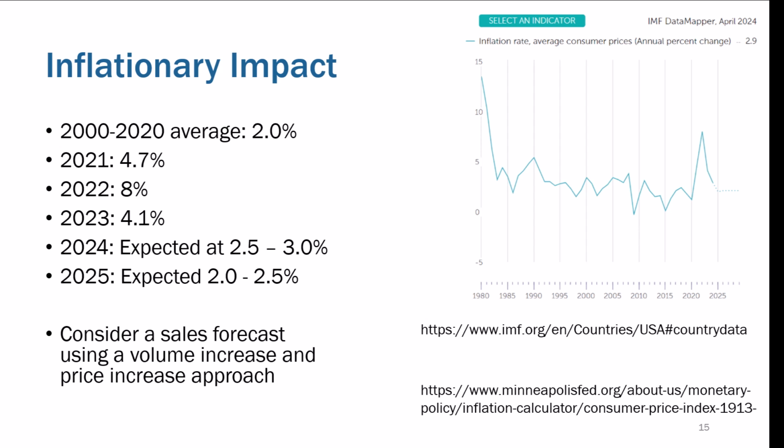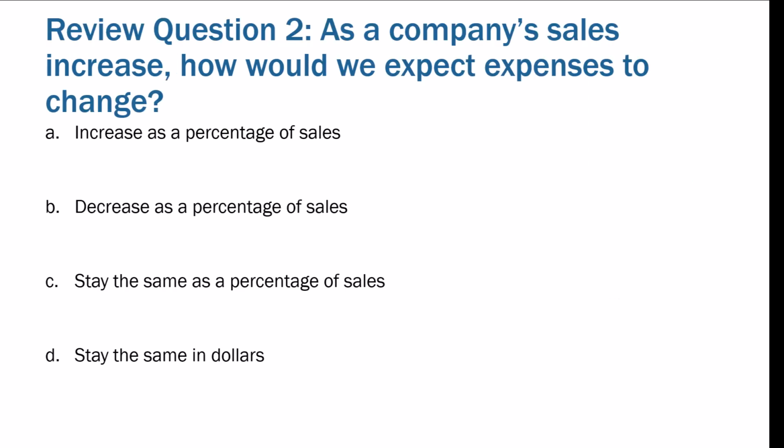Historically, like in 2022, what forecasts had to do was maybe have a two-part forecast. How much do we think we're going to increase volumes, like units sold, and how much do we think we're going to increase prices due to inflation? Well, review question here. As a company's sales increase, how would we expect expenses to change?